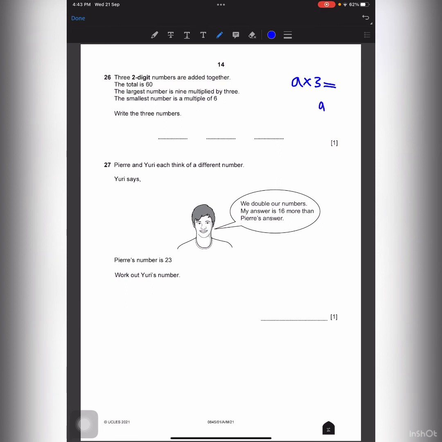So 9 ones are 9. It's 27. Yeah, 27. So we got that. So 9 times 3 is 27. And now what we have to do is, they said that the smallest number is a multiple of 6. So for the smallest number, we could do 6 ones are 6, 6 twos are 12, 6 threes are 18, and then 24, and so on.